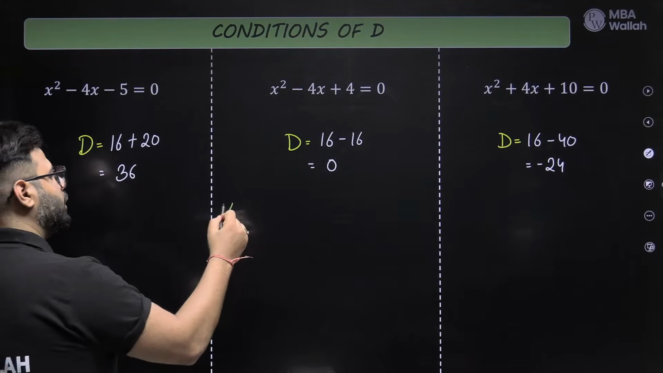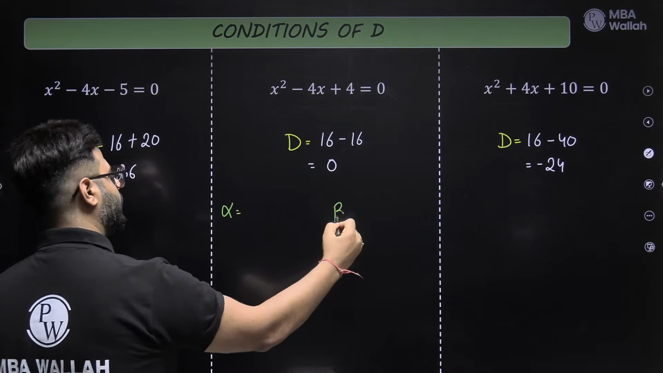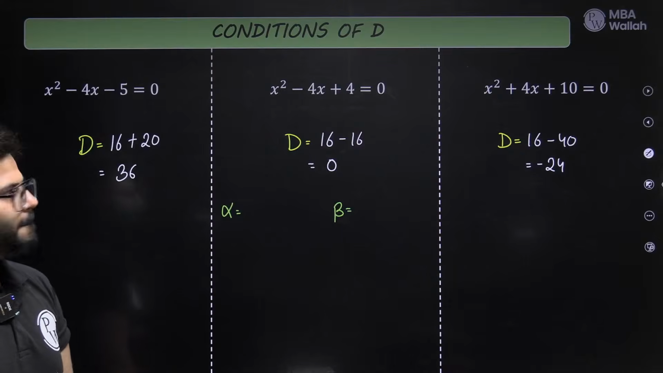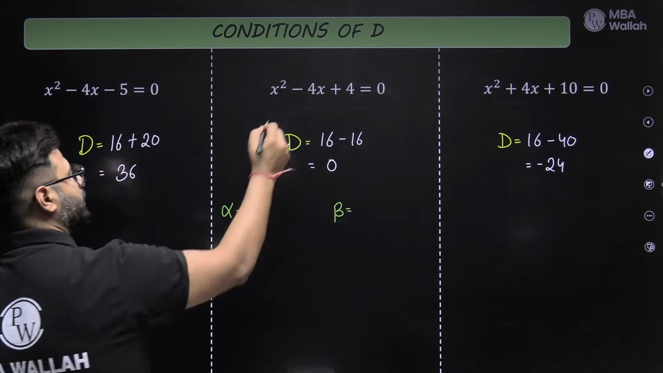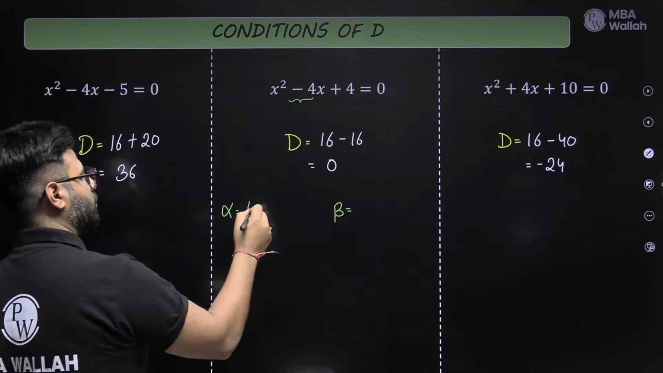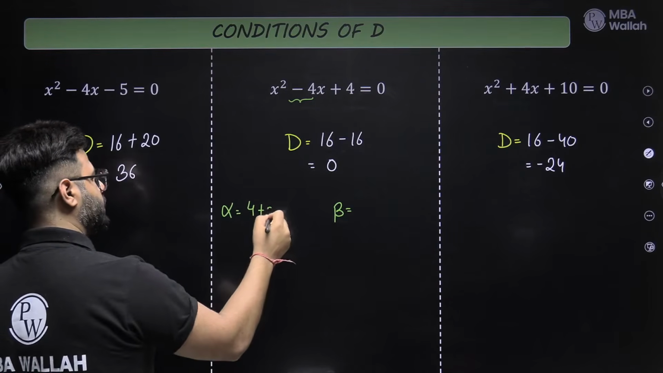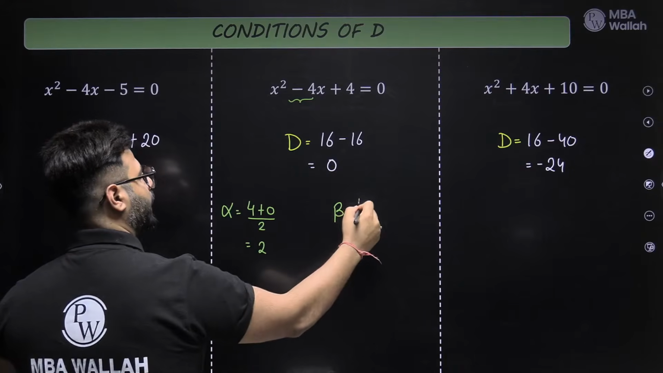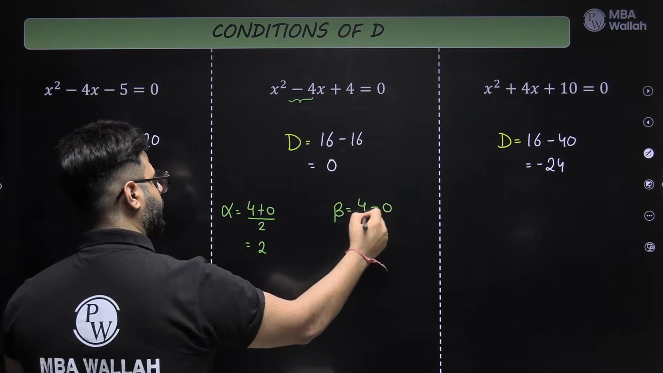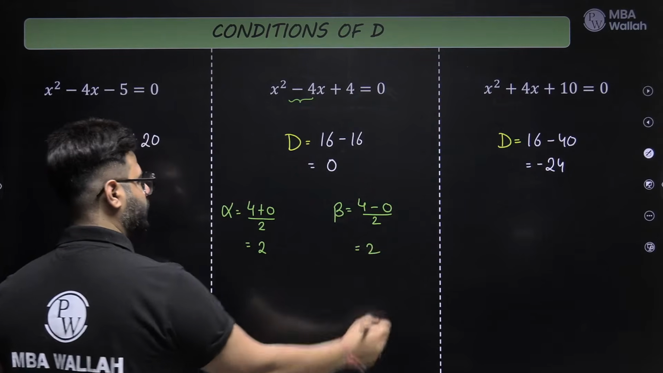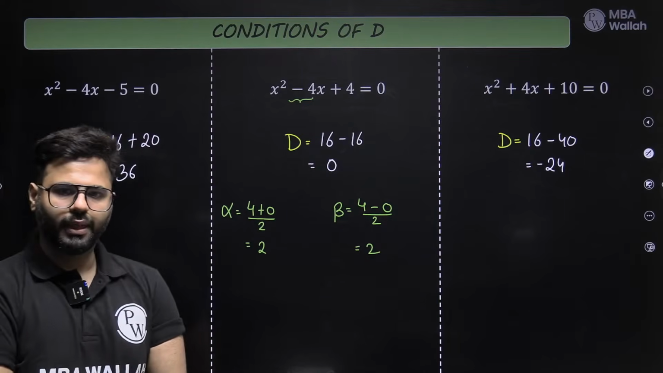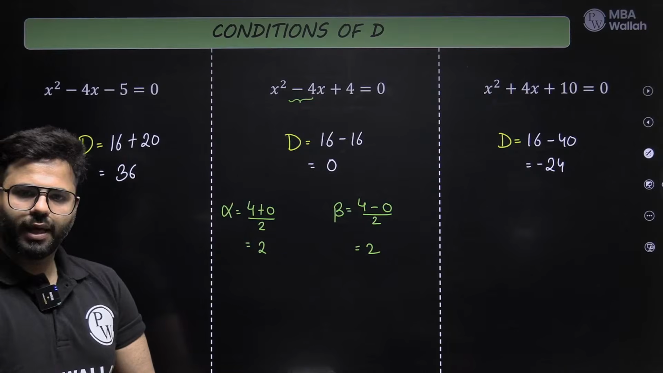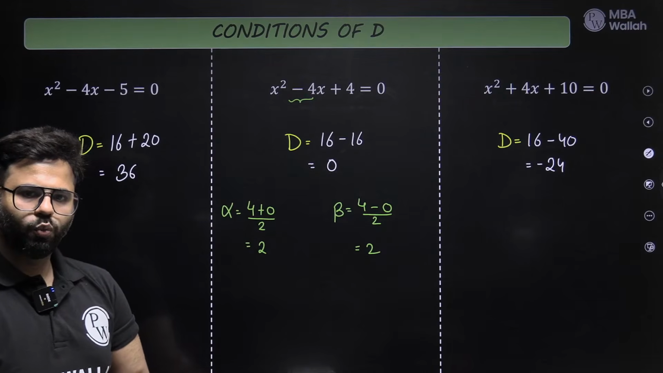Now guys, do one thing. Try to calculate the value of alpha over here and beta over here and you will realize a beautiful thing. What's the value of alpha here? It's minus b, that means minus of minus 4 plus root d, that is 0, square root of 0 is 0, upon 2, that's 2. Minus b minus square root of d upon 2, again comes out 2. What happened, guys? Strange thing happened. Both of them came out to be 2. Why did they come out to be 2?